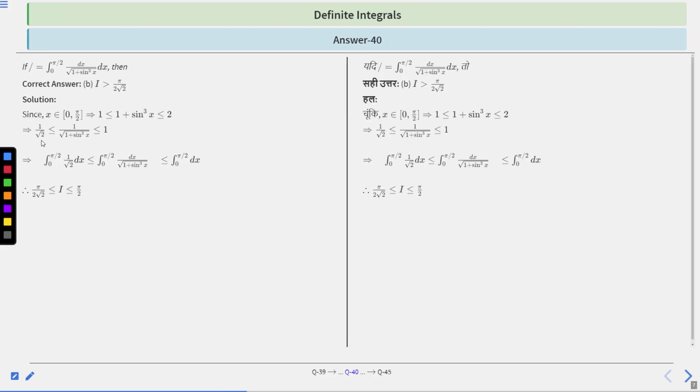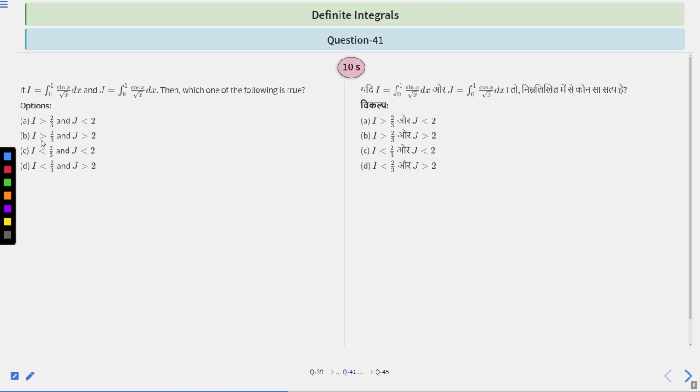Let's move to the next question. Question number 41, which says, if I is equal to the integral from 0 to 1 of sin x upon root x dx and J is equal to the integral from 0 to 1 of cos x upon root x dx, then which of the following is true? That is, we have to find whether I is greater than 2 by 3 or less than 2 by 3, or J is greater than 2 or less than 2.